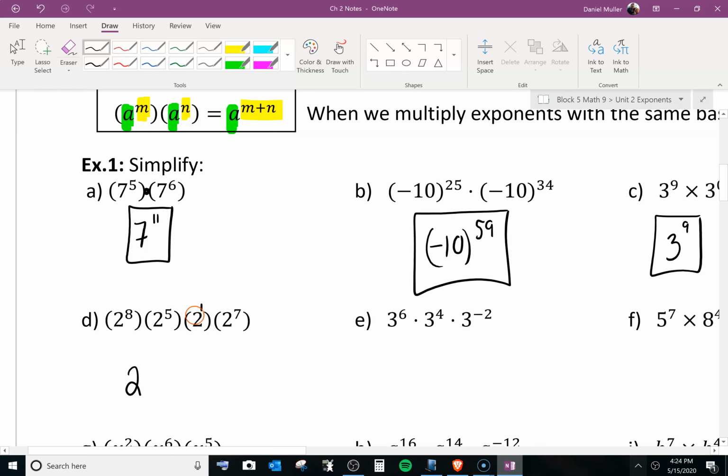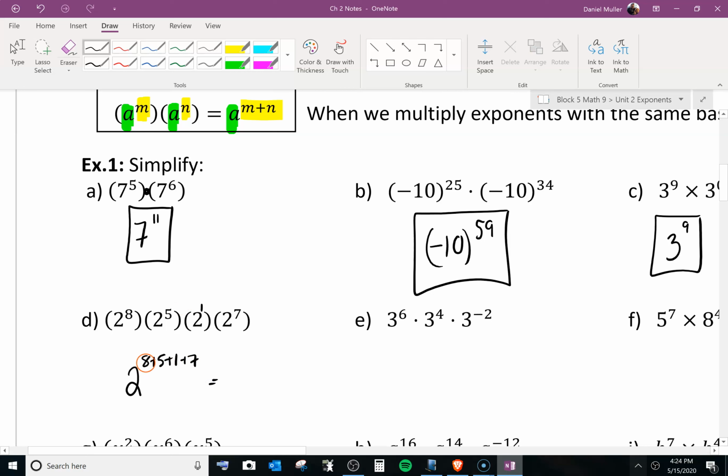When we don't write an exponent, that exponent is always going to be a 1. It's like a fraction. If I have 7, that is 7 over 1, and we never write it. We just write it as 7. In the same way, this is 7 to the power of 1, but again, we don't write it. But when we're multiplying, we need to add them, so we have to add this 1 back in. So we go 8 plus 5 plus 1 plus 7.